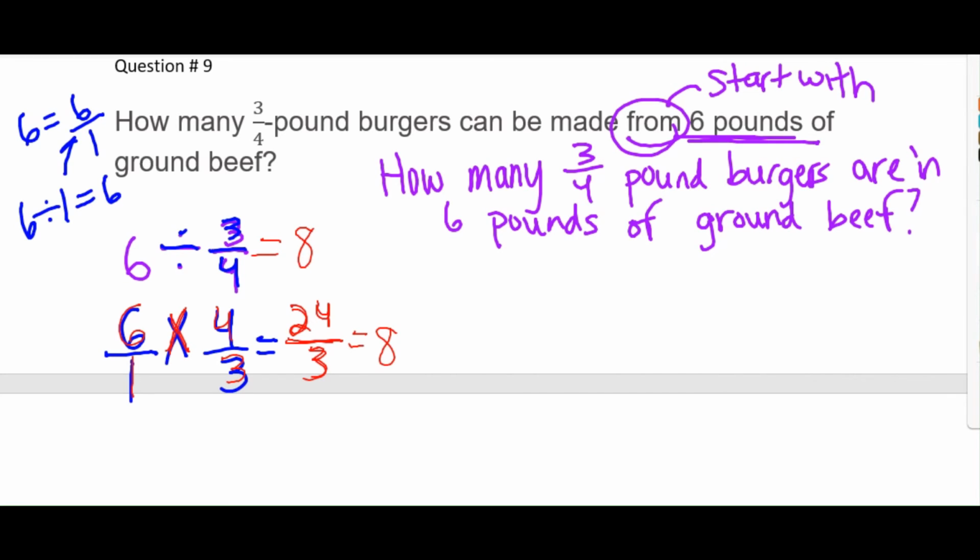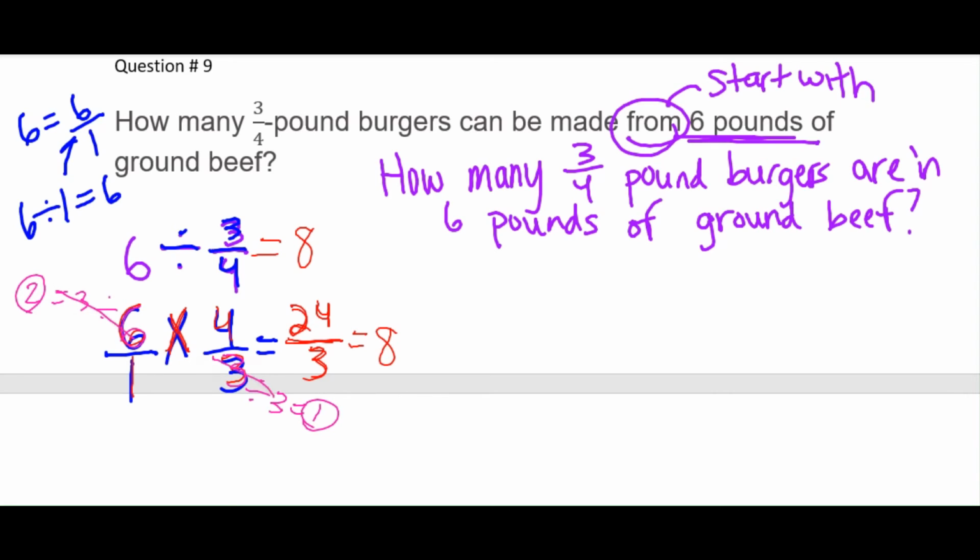We can make 8. Now you could have also cross simplified because 6 and 3 are both divisible by 3. So we can take this 3 and divide it by 3 to get 1. And since we divided one of the denominators by 3, we can divide one of the numerators by 3. 6 divided by 3 is 2.